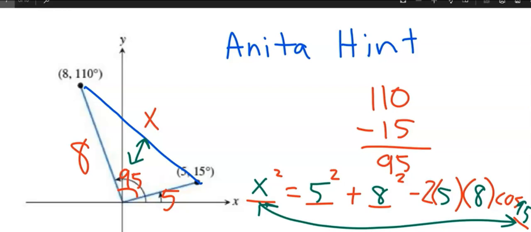Yeah, you have this question done. Yeah, I do. I got 9.8. Okay. That's right. Square root. 9.8.